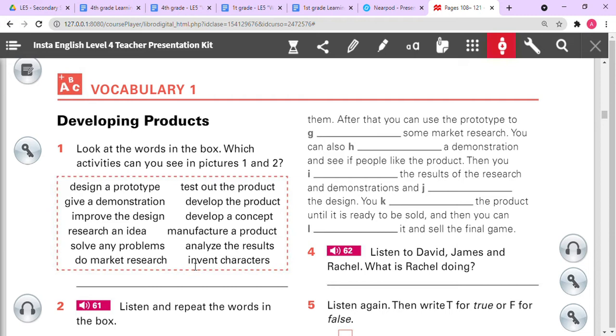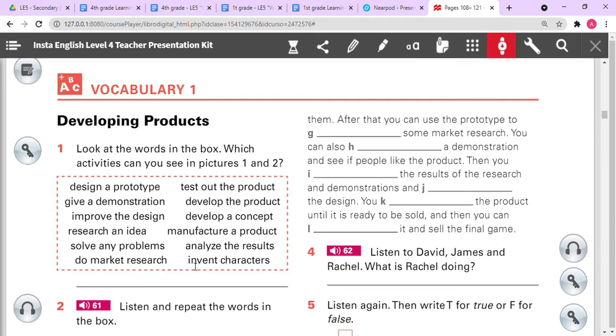Okay. This has been our first activity, developing products, our vocabulary. Let's see what they mean in our language so you can be familiar with the words. For example, design a prototype. Design means diseñar. A prototype es un prototipo. Test out the product depends on the pronunciation. Test out is like probar something new. In this case, test out a product, probar un producto nuevo.